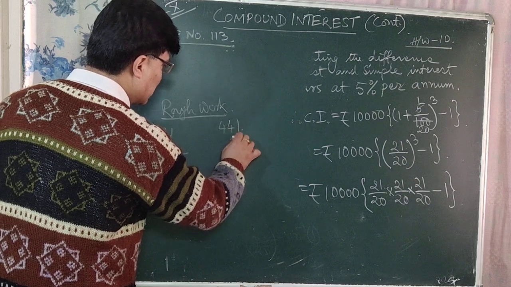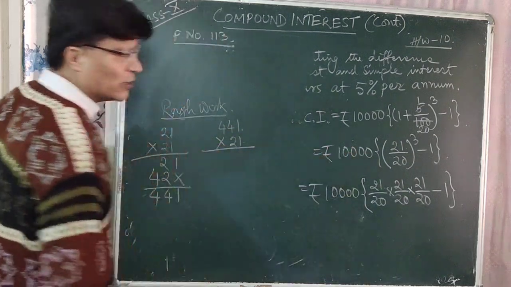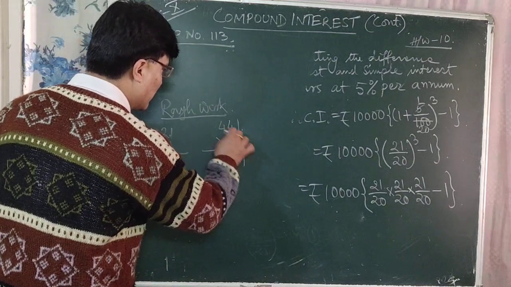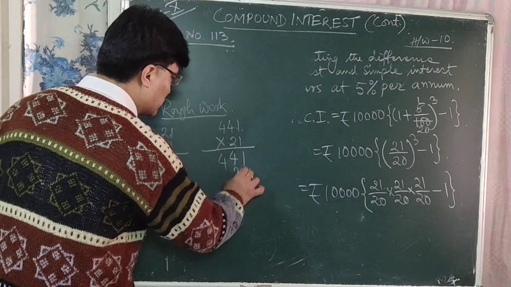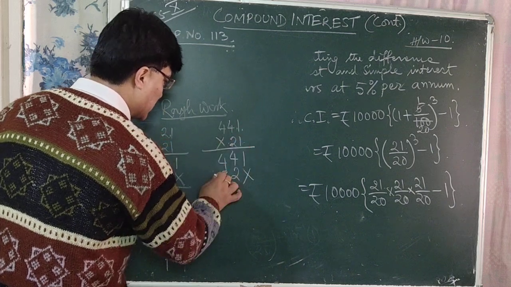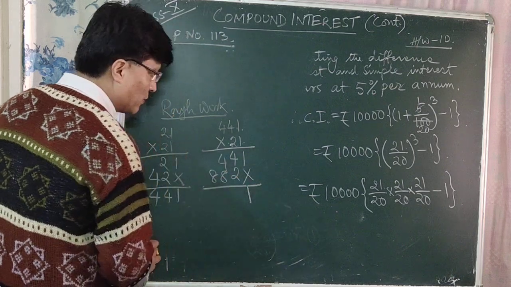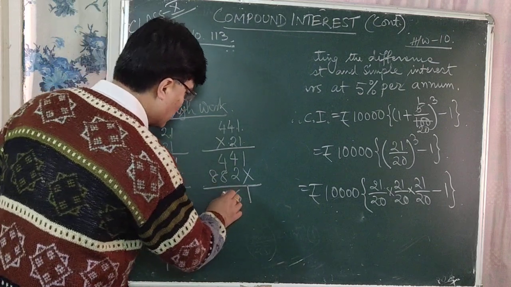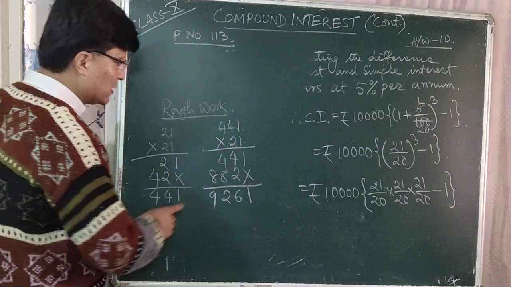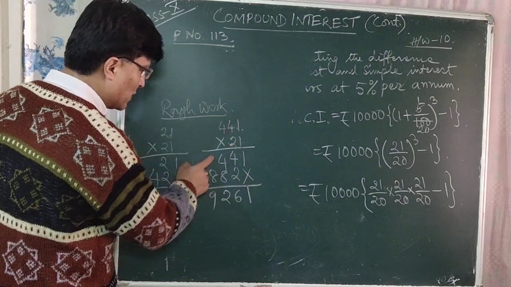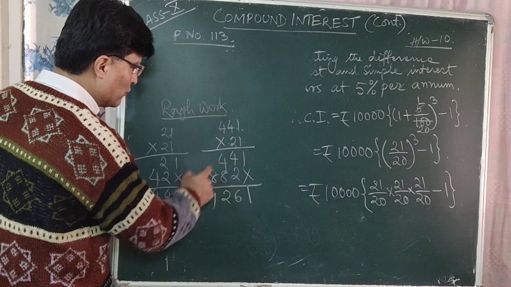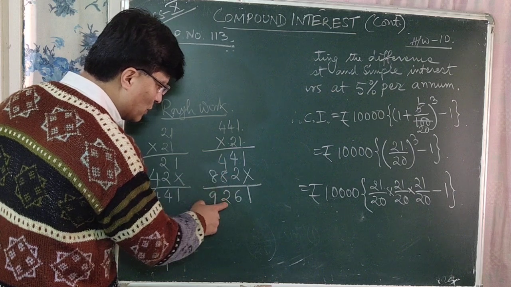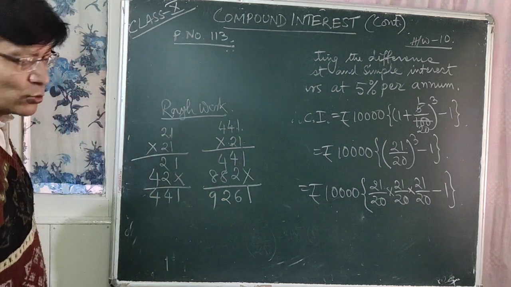Again 441 is multiplied by 21, because you have to multiply it 3 times, right? So multiply by 1, 1 ones are 1, 1 fours are 4, 1 fours are 4. Cross 2 ones are 2, 2 fours are 8, 2 fours are 8. So after adding, 1, 4 plus 2 is 6, 8 plus 4 is 12, 2, 1 is 9. So it is 9261. Okay?